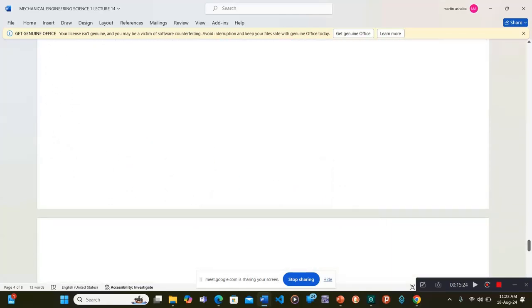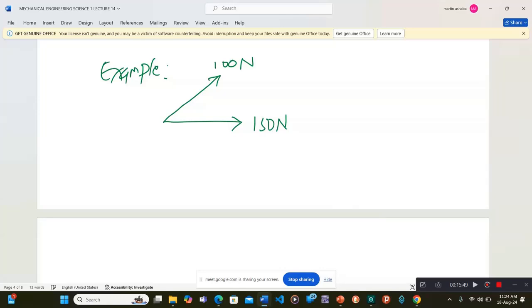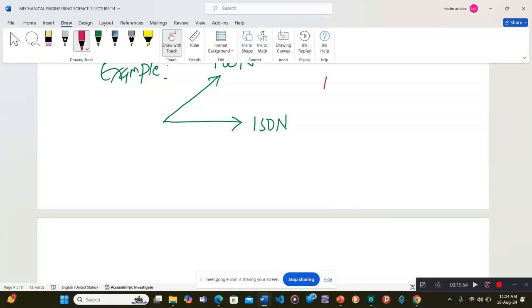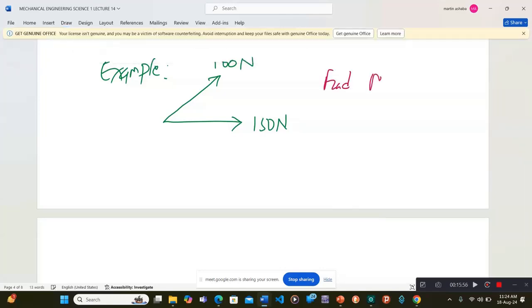Let us look at an example. We are going to look at an example that has two forces. So the first example that we had on our parallelogram was 100, and this was 150 newtons. So find the resultant, F. This is F.